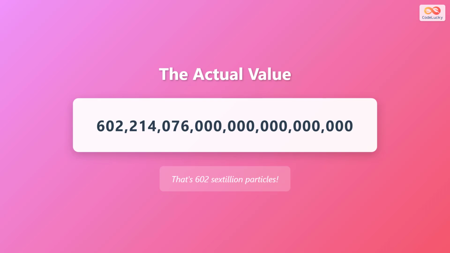When we write out Avogadro's number in full, it looks like this: 602 sextillion, 214 quintillion, 76 quadrillion particles. That's an incredibly large number with 24 digits. To put this in perspective, this is 602 sextillion particles, an amount so vast that it's difficult to comprehend in everyday terms.